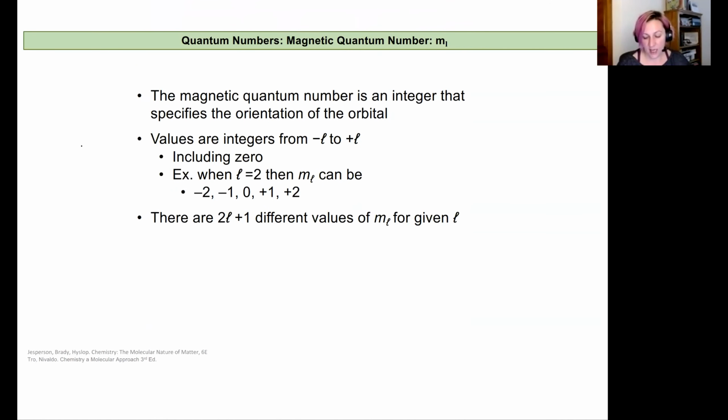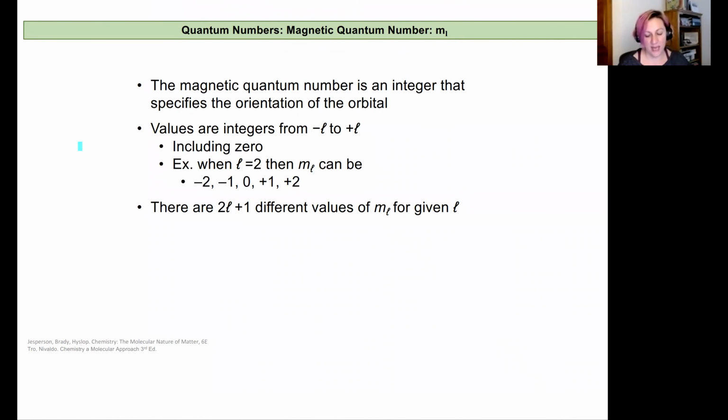All right, our next quantum number is m sub L, or the magnetic quantum number. The magnetic quantum number is an integer that specifies the orientation of the orbital in an XYZ plane. And so that means these are going to be integer values, and they can be negative or positive, and they go from negative L all the way up to positive L. So if L equals 2, then m sub L can be -2, -1, 0, +1, or +2. And those are all possibilities where an electron can be occupying a space.